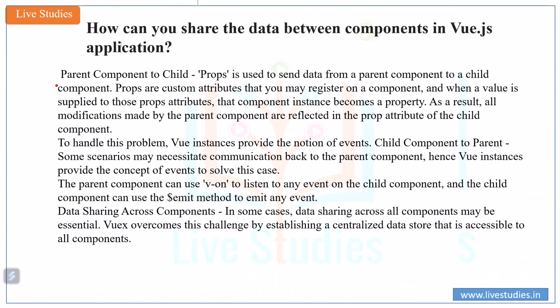Another question is, how can you share data between components in a Vue.js application? Parent to child properties are used to send data from a parent component to a child component. The properties are custom attributes that you may register on a component, and when a value is supplied to those property attributes, the component instance gets those properties. As a result, all modifications made by the parent component are reflected in the property attributes of the child component.